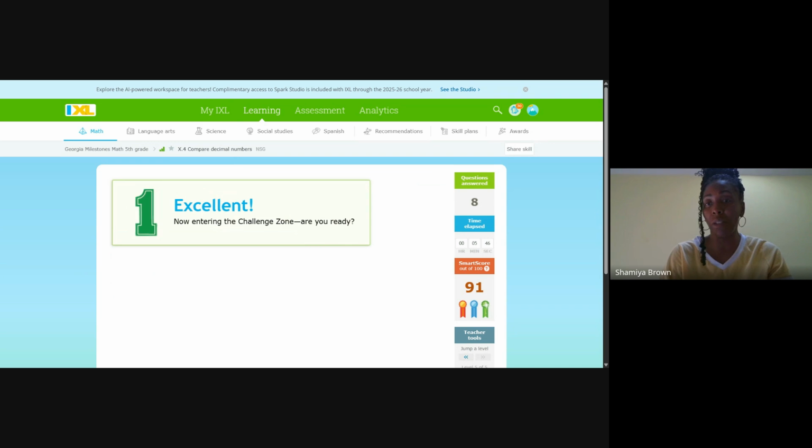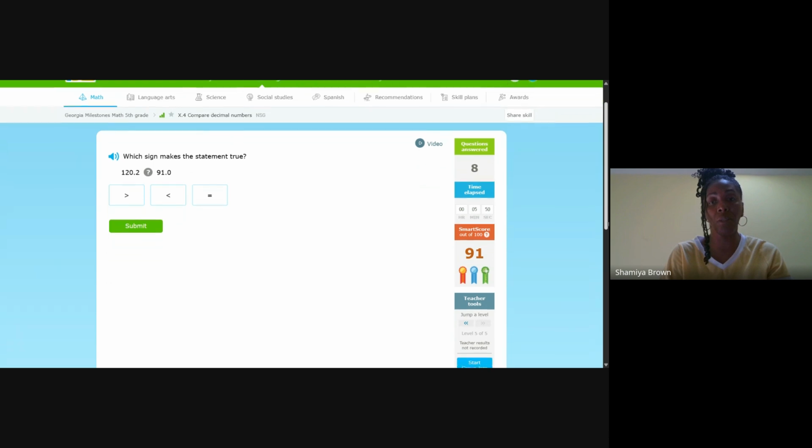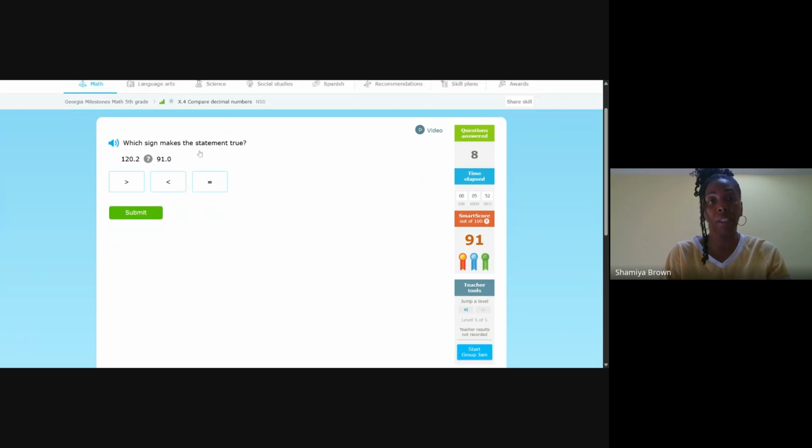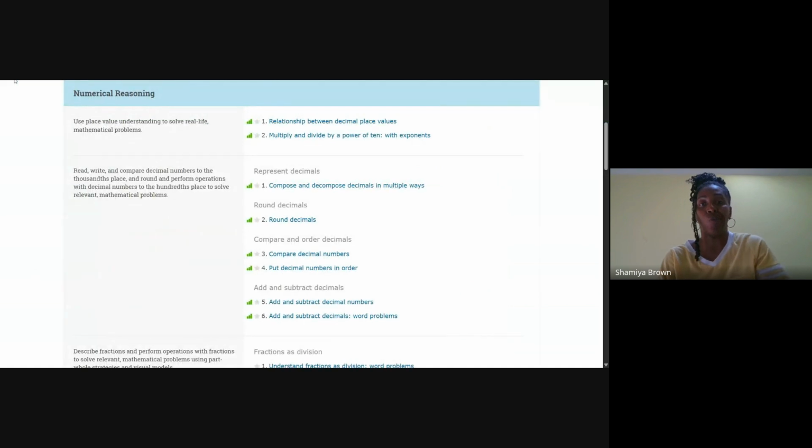Okay, got that one. Doesn't get any harder, so I'll just go ahead and do this one. Which sign makes the statement true again? So 120 is greater than 91. So 120 and 2/10 is greater than 91 hundredths. Than 91, basically. So that's that, and that is it for that skill. So let's go to the next skill.